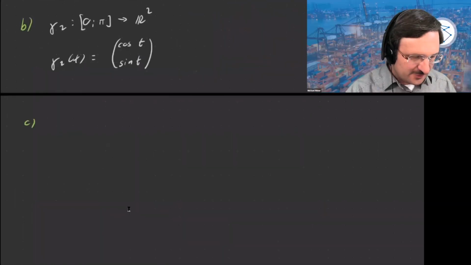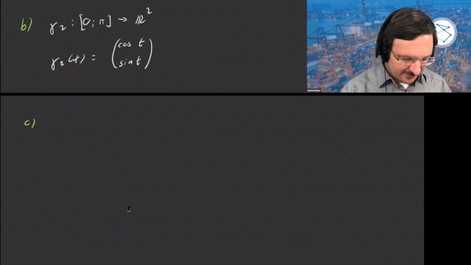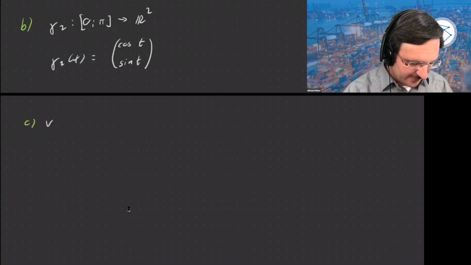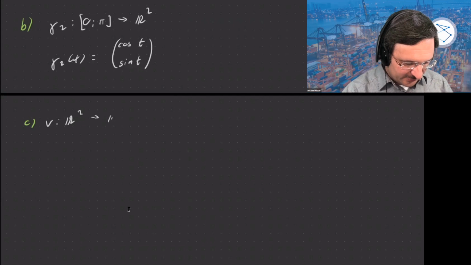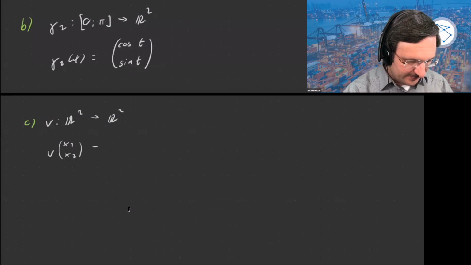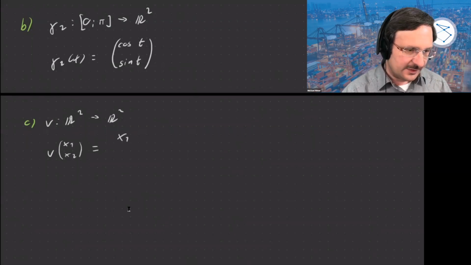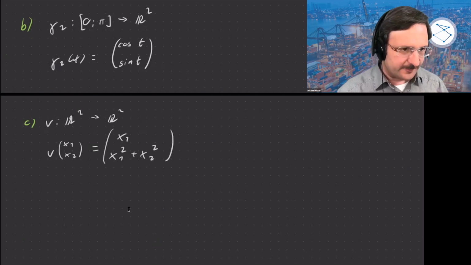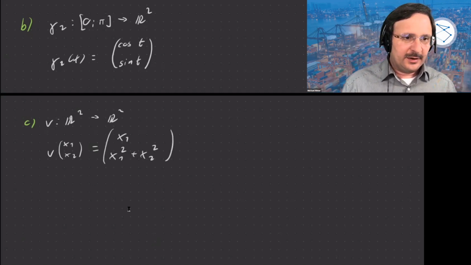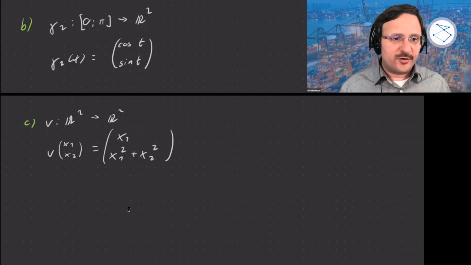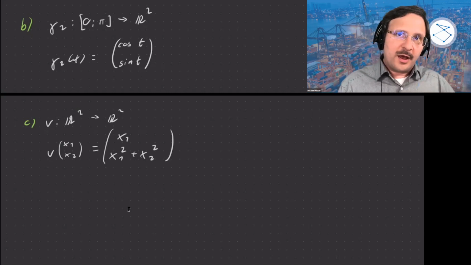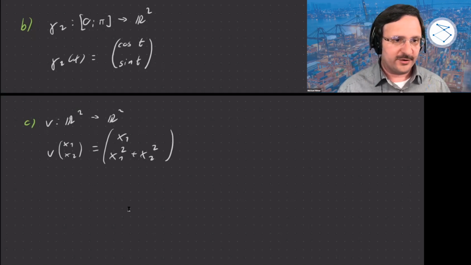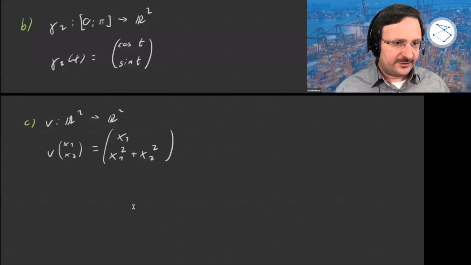So then we're going to compute a line integral over a vector field, and the vector field given is V from R2 to R2. It's defined as V of (x1, x2) equals (x1, x1 squared plus x2 squared). And the question is to determine the line integrals of V along the curves gamma 1 and gamma 2. So we need to compute 2 line integrals here. So let's start with gamma 1.